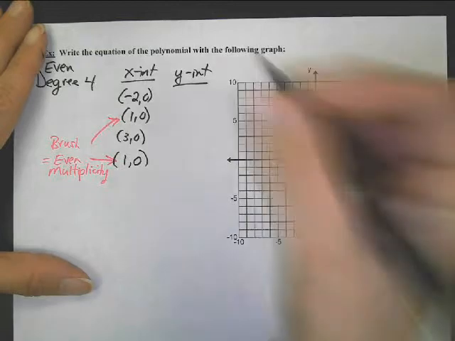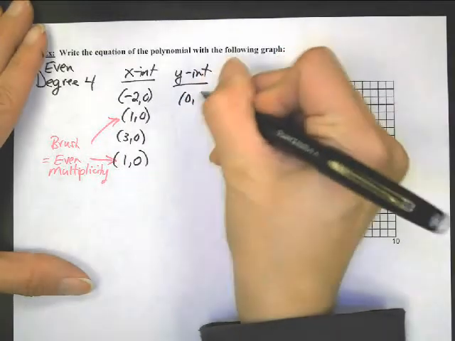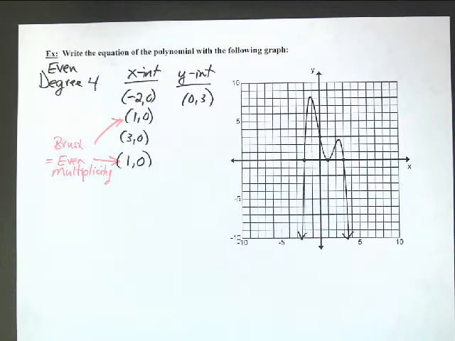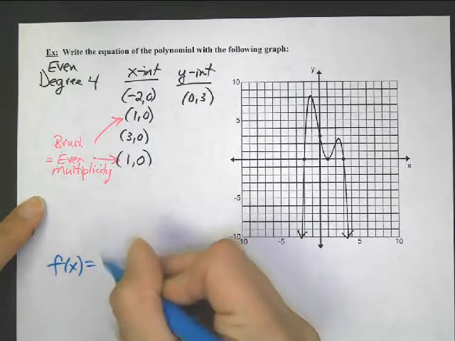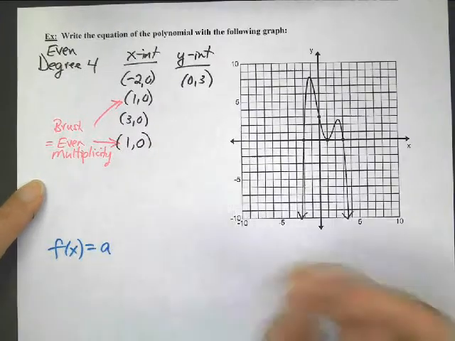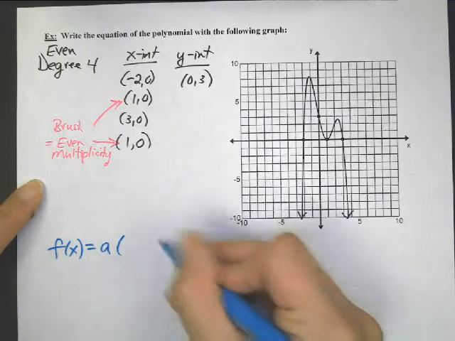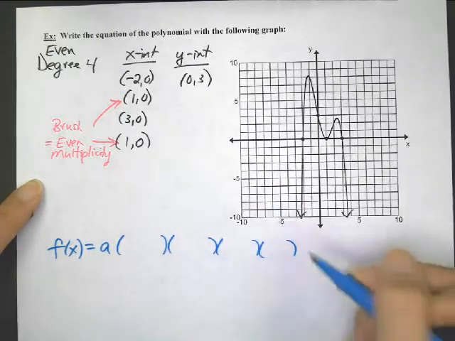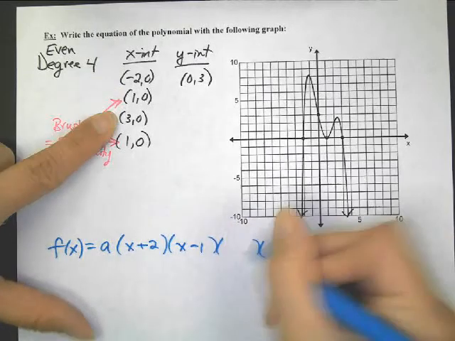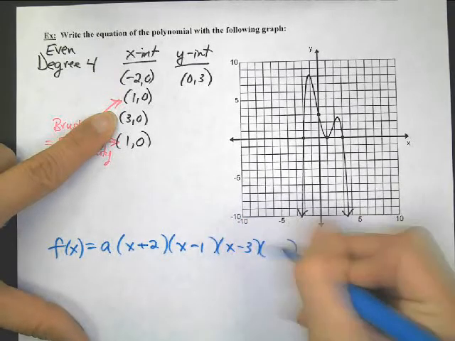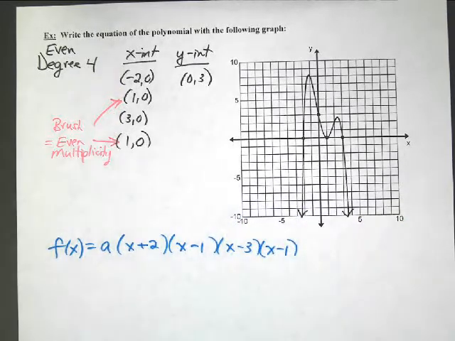The y-intercept is 0, 3. And we will need that. Do you remember why? To help us find something. Okay, so let's go ahead and get this f of x started. We always start with an a. We'll have to find that. Degree is 4, so we're going to write 4 sets of parentheses. X plus 2, x minus 1, x minus 3, x minus 1.